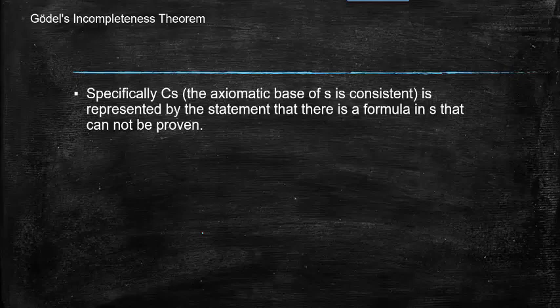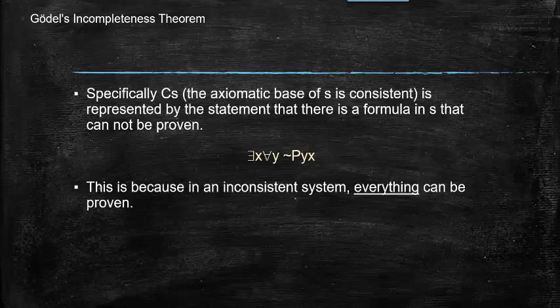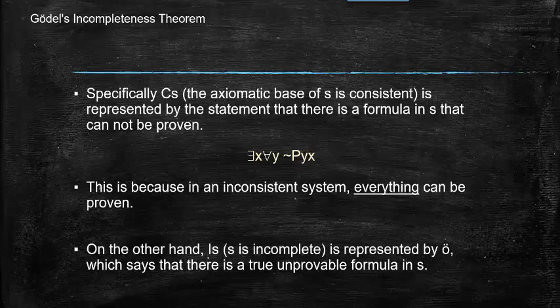Specifically, CS, the axiomatic base of S is consistent, is represented by the statement that there is a formula in S that cannot be proven, right? Remember that in any consistent system, there has to be something that cannot be proven, because in an inconsistent system, everything can be proven. So we could represent that, again, cheating, in our object language as there exists an X such that for all Y, it's not the case that Y is a proof of X. On the other hand, IS, which says S is incomplete, is represented by U, which says that there is a true unprovable formula in S.